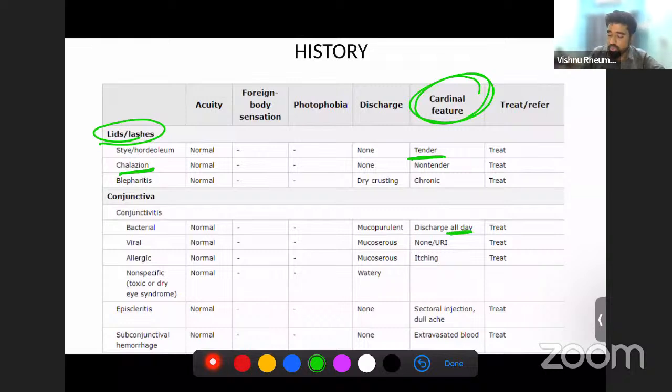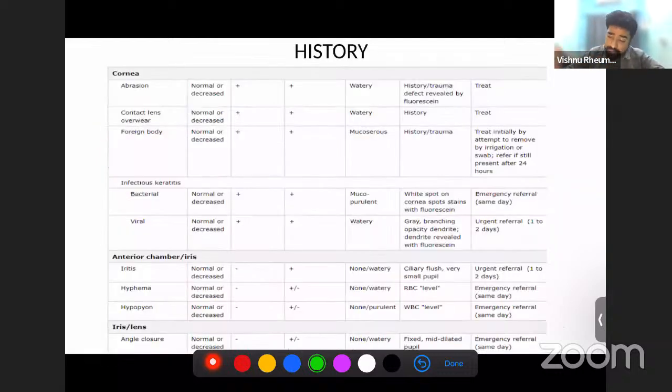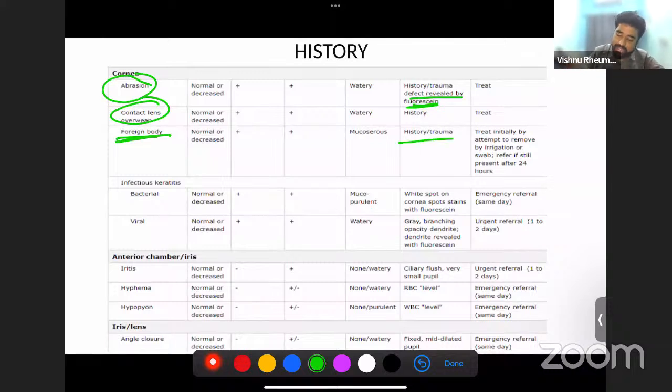If it is all day, it is usually bacterial. If it is minimal discharge, only watery serous discharge, then it is viral. And if there is significant itching, it is allergic. Episcleritis, as I told you, very minimal pain, almost no pain, or it may just be a dull ache. And subconjunctival hemorrhage, there'll be no major complaints at all. Abrasion, the main thing you should remember is fluorescein staining, which we will see ahead. Contact lens history should be taken. Foreign body history, you get a background from.